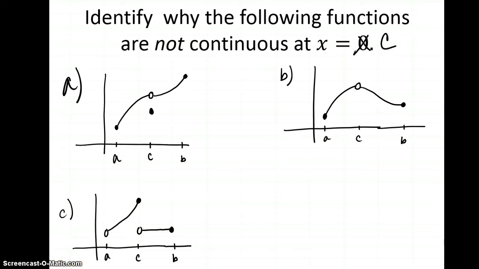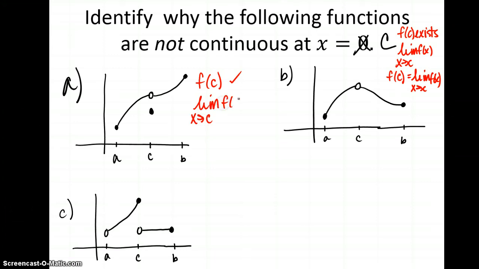Okay, so 3 conditions for continuity. The function exists at the point in question. The limit as x approaches c of the function exists, and the y value and the limit are the same. Okay, so let's look at this. Here's c. Here's the value of the function, so f of c exists. The limit as x approaches c, from the left-hand side of c and from the right-hand side of c, we're approaching the same value. So the limit exists. But if I gave these numbers, let's just say 2 and 3, the value of the function is at y equal to 2, but the limit of the function is at y equal to 5.